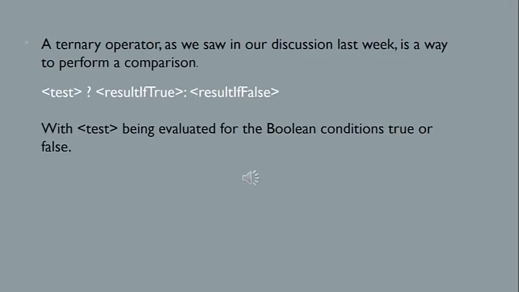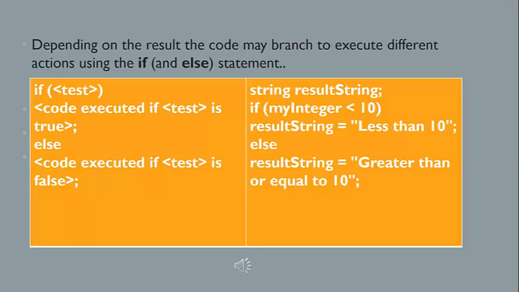A ternary operator, as we saw in our discussion last week, is a way to perform a comparison: test, result if true, result if false, with test being evaluated for the Boolean conditions true or false. Depending on the result, the code may branch or execute different actions using the if and else statements.